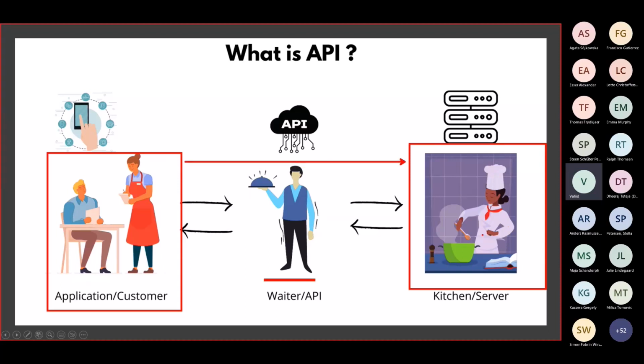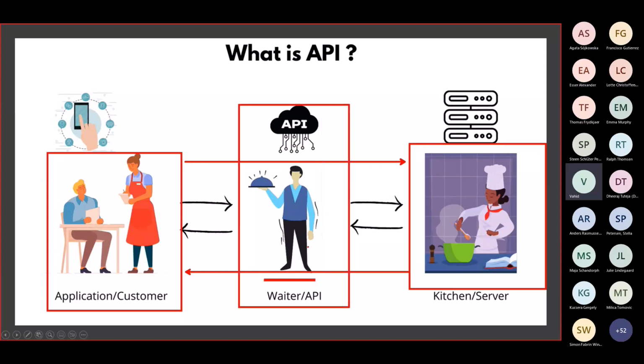And then when the food is ready, the waiter will bring it to the customer. So that's the result of that. So we can see that the API is this waiter, which is the connection between the customer and the kitchen, which is the server. Sometimes we open an application or software on our phone and then set something. And then when you click on that, we send a request to the server. The server will process that request and prepare the result and send a response to that request.